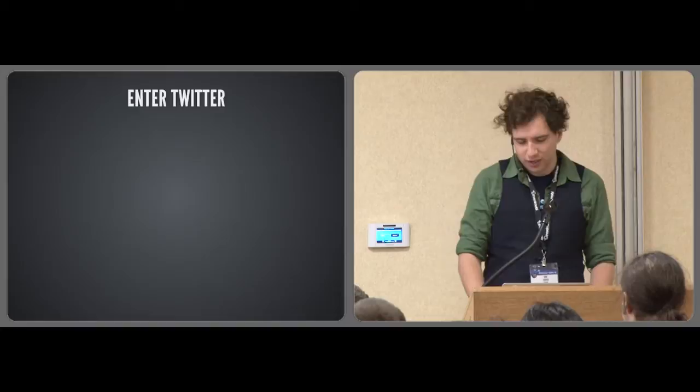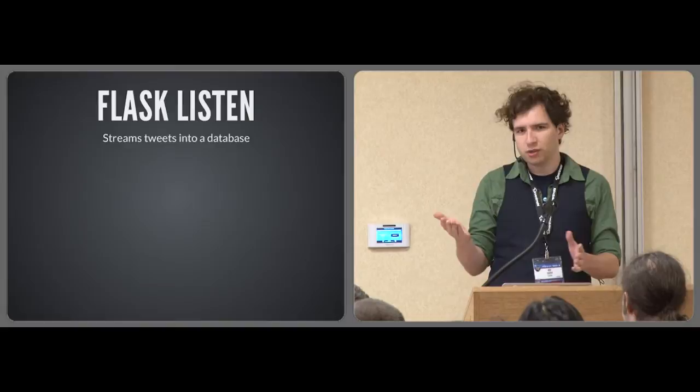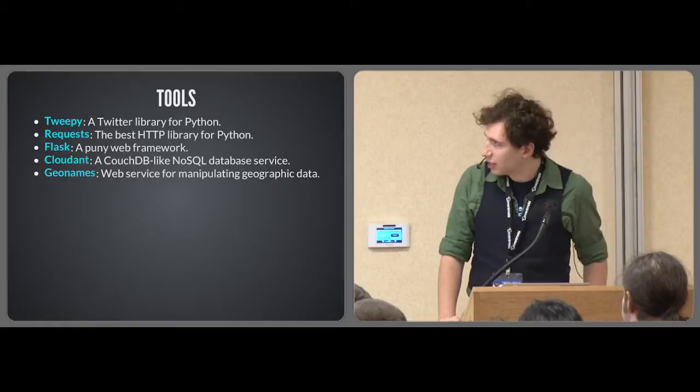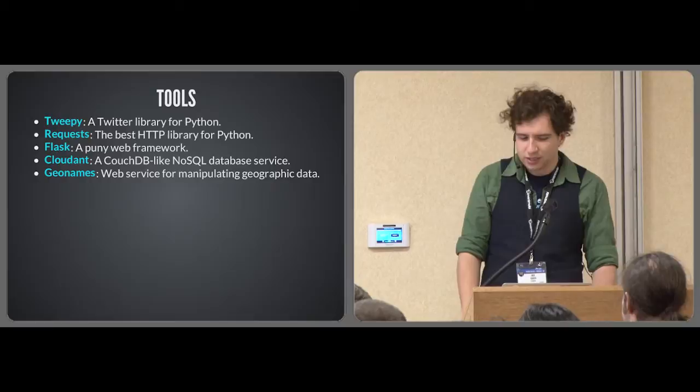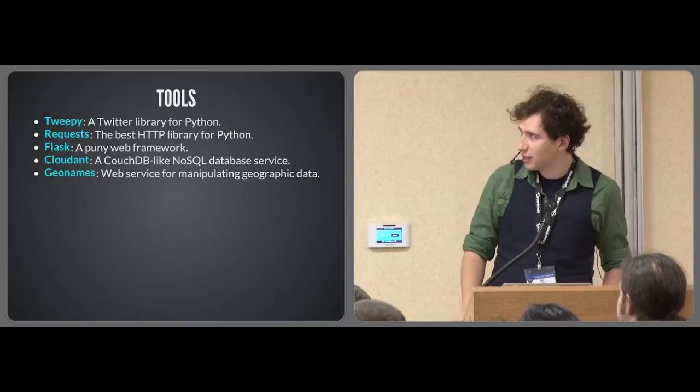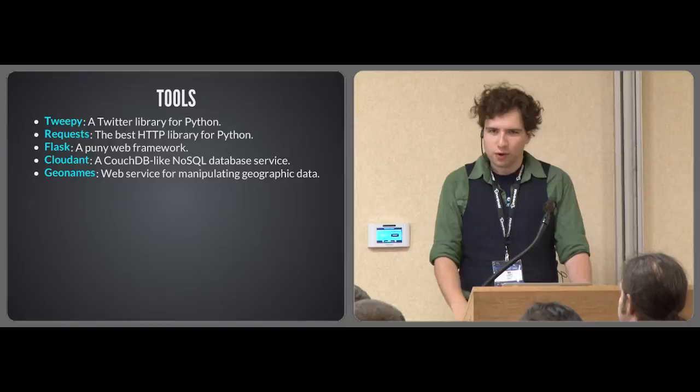So for PyCon Canada, I made Flask Listen, which just streams those tweets into a database. The tools for that are to use Tweepy, which is a Python library for listening into those streams. Requests is then what I use to communicate with Cloudant, a CouchDB-like NoSQL database service. Flask is where we run the whole thing. And then GeoNames is a web service for fleshing out geo-coordinates into things like country name, province name, and so forth.